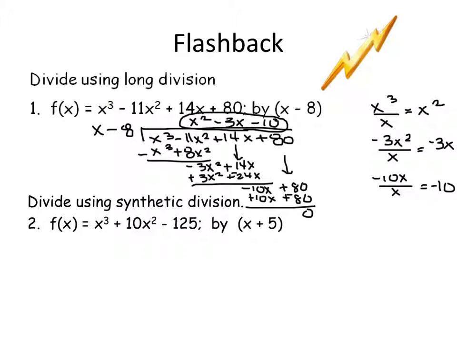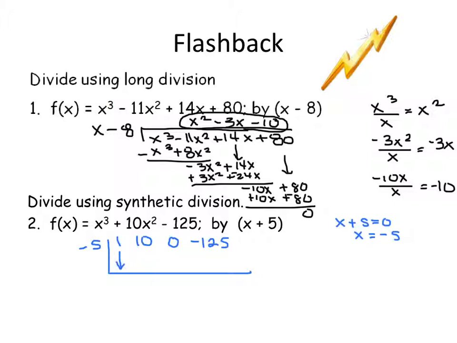All right, so let's look at the synthetic division one. Step 1 is to set this equal to 0 and solve for x. That's what goes out in front. List the coefficients. So x cubed has a coefficient of 1, x squared has a coefficient of 10, x is not there, so we need a 0, and then negative 125. Drop it down. So 1, negative 5 times 1 is negative 5, add. Negative 5 times 5 is negative 25, add. Negative 5 times negative 25 is positive 125, and we get 0.